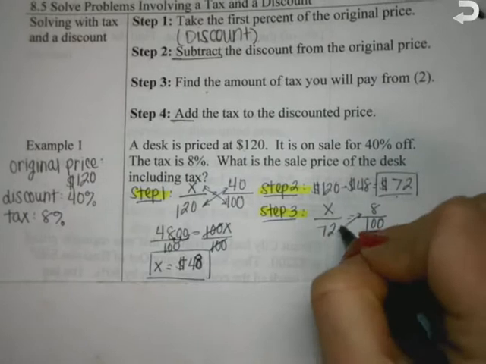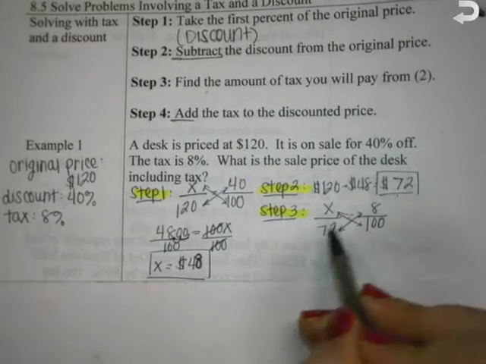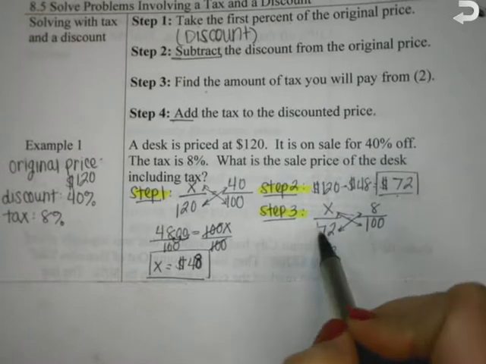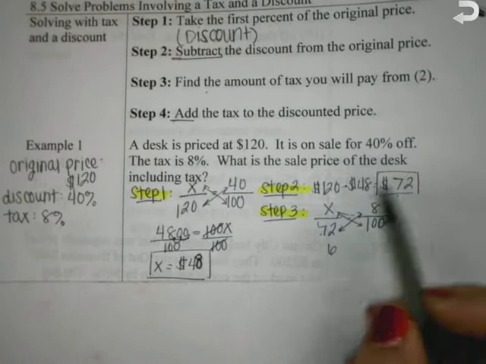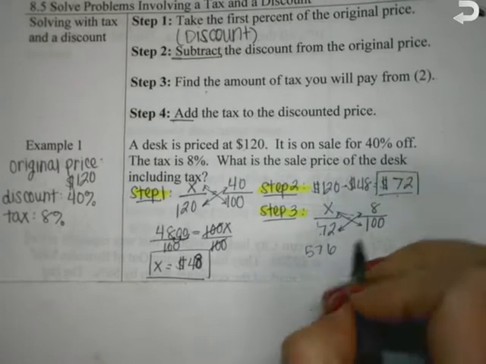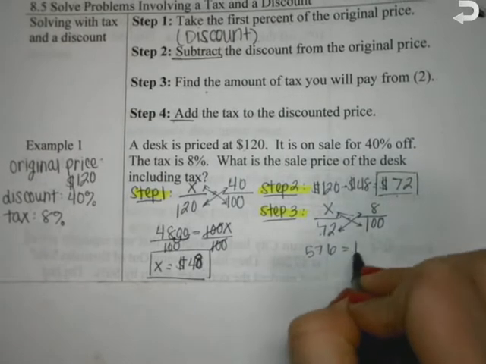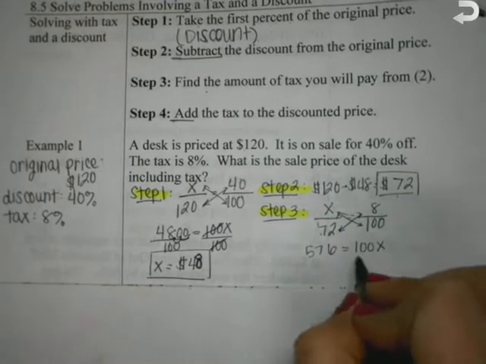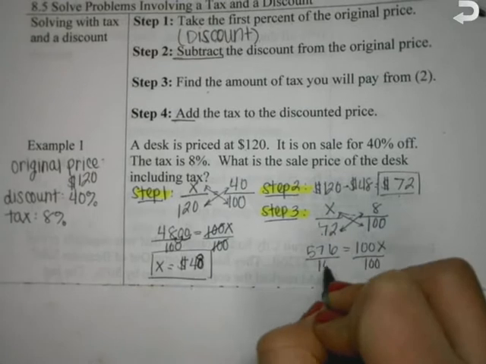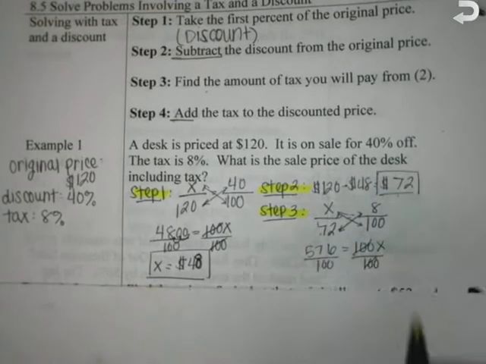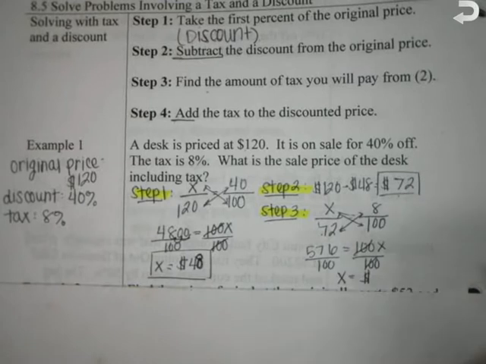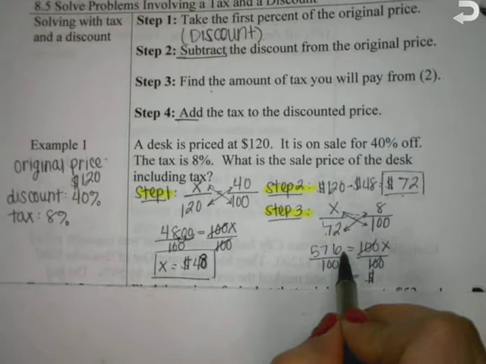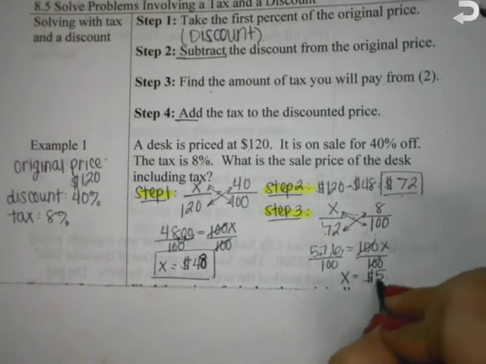8 times 72. 8 times 2 gives me 16. 8 times 7 is 56, plus 1 is 57. So 576 equals 100x. Divide both sides by 100. So I get x equals, remember this is dollars. Dividing by 100 moves the decimal how many spaces, guys? 2 spaces. So that's going to be $5.76. That's how much tax we're paying.